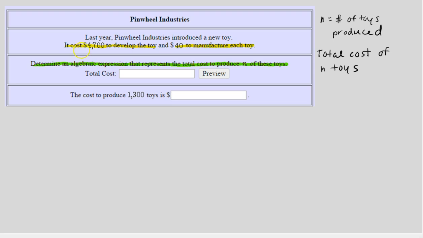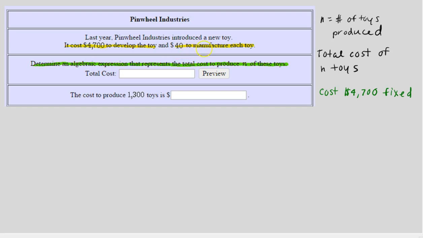Now let's look at the information we're given. Well, we're told it cost $4,700 to develop the toy. So let me put this over here. It cost $4,700 to develop. Now, this value is fixed, meaning that it doesn't matter how many toys you produce, this number is not going to change. So it's kind of a flat fee, $4,700 to develop the toy.